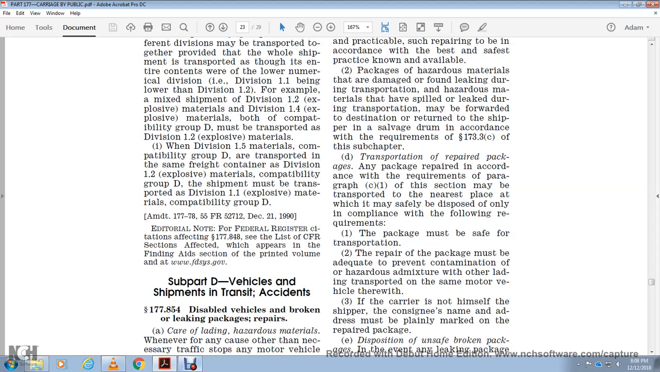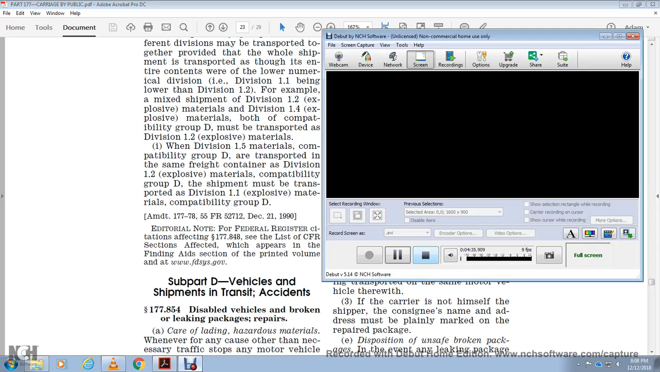Subpart D, vehicles and shipment and transit accidents.